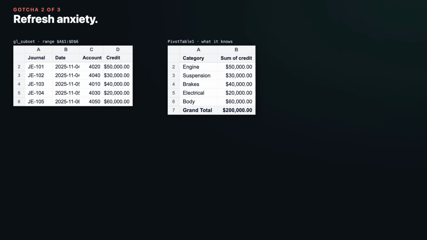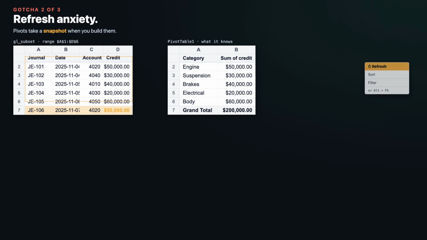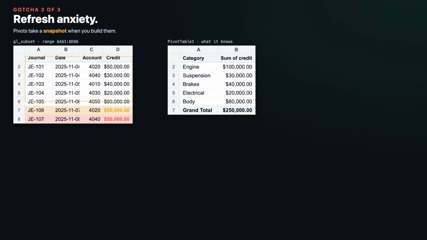Gotcha 2. Refresh anxiety. When you build a pivot, Excel takes a snapshot of the source data at that moment. Add a row to the source, and the pivot doesn't know about it. You have to refresh. Right-click any pivot cell, refresh, or Alt F5. Worse, add a row past the original data range and even refresh might miss it.